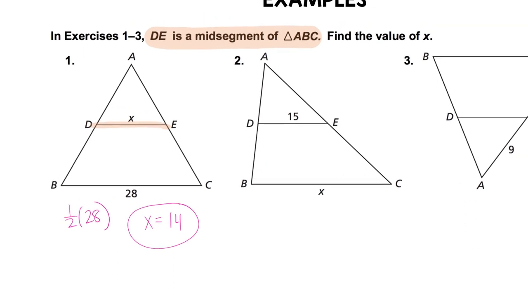The next one is kind of the opposite. They give you the mid-segment here, and this time we know what it is. It's equal to 15. So 15 has to be half as much as that bottom side. Instead of taking half of 15, we're just going to take 15 and multiply it by 2. So that means X is 30.